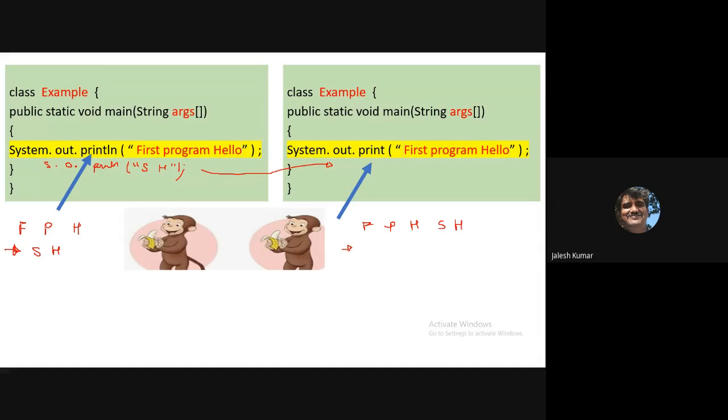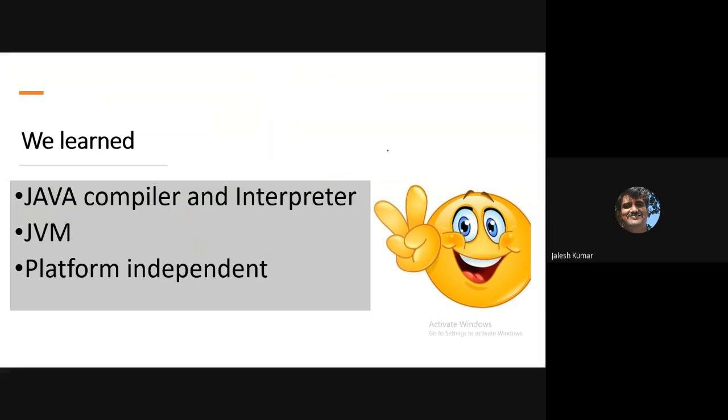I think, is it clear? println, print. Two methods, println and print. The argument is the same, but the method names are print and println. Is it clear? Now, this is about today's class.